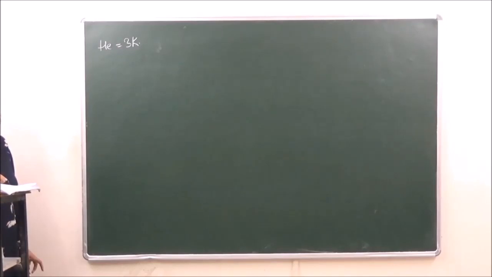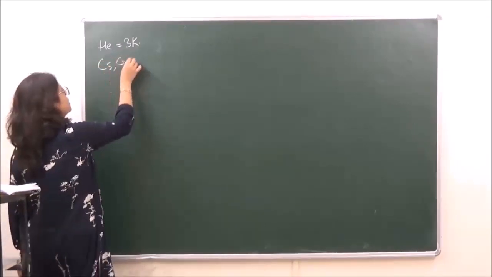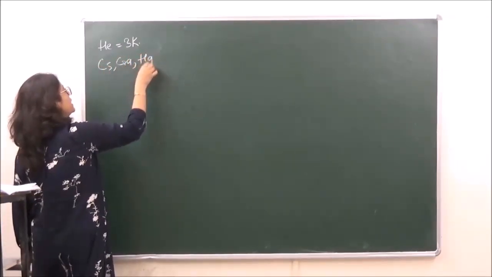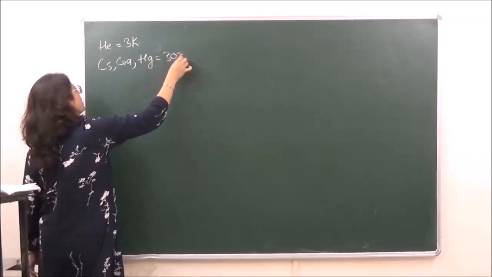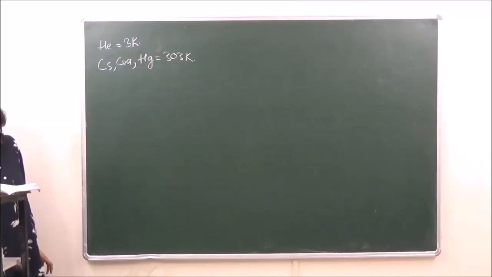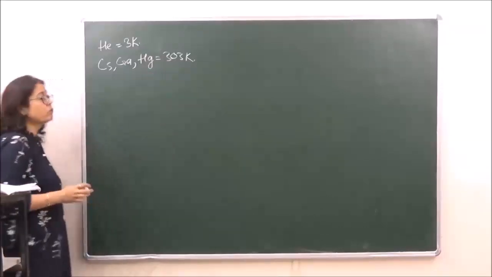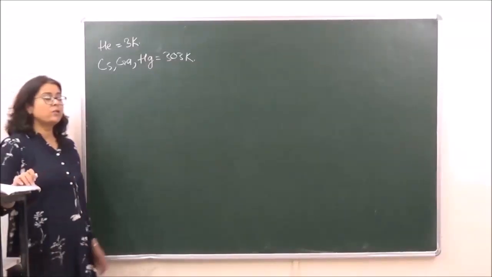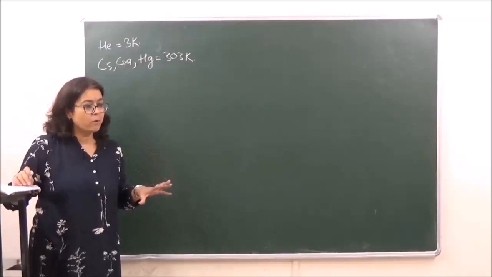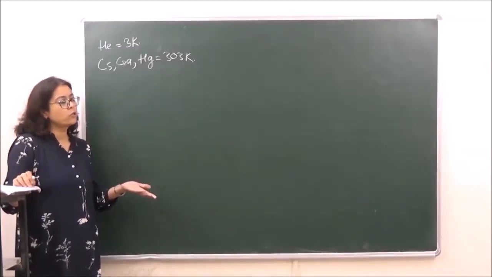ठीक है? And whereas metals like cesium, gallium and mercury, they have a melting point of approximately 303 Kelvin. Right? Mercury, that is mercury in fact. Just talk of mercury over here. Mercury has a melting point of 303. Gallium जो है, you know that it has the lowest melting point amongst metals. जैसे you will keep it in your hand, it is going to melt.